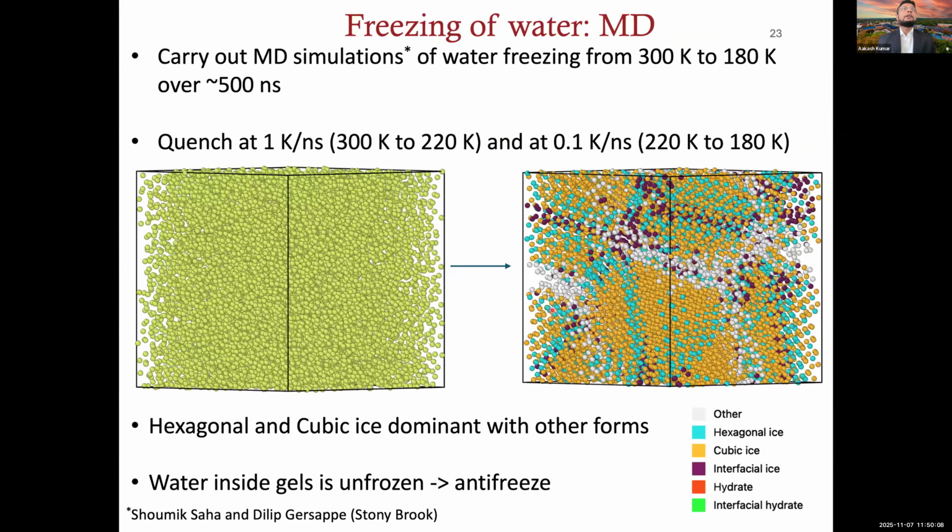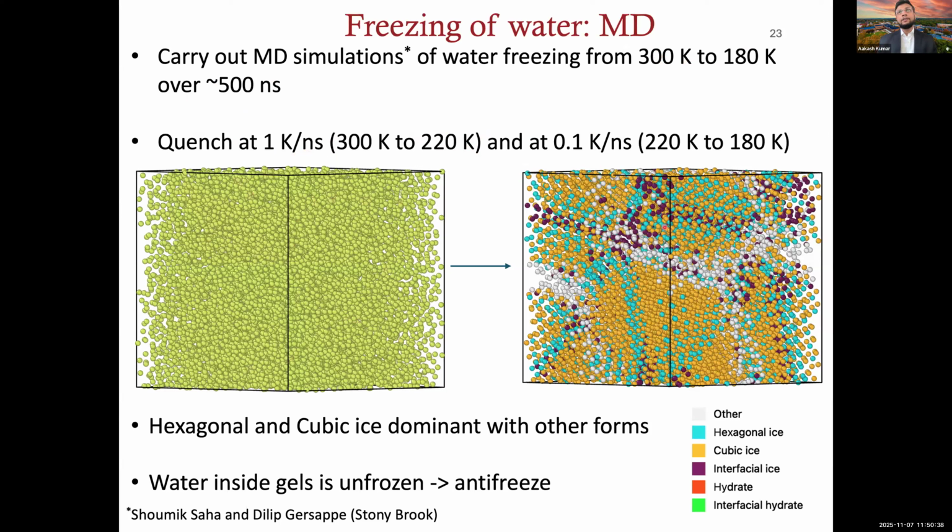And so once we do that, what we are interested in essentially is simulating the freezing of water in the presence of these gels. So we can go from 300 Kelvin to 180 Kelvin, right? The way the procedure is set up for our case is we use a cooling rate of 1 Kelvin per nanosecond initially, and then from 220 to 180 Kelvin, we actually make it even slower. And this whole simulation runs for about 500 nanoseconds. So what do you get finally? So you have this water.